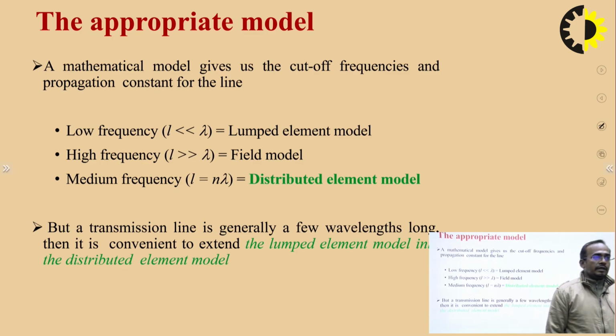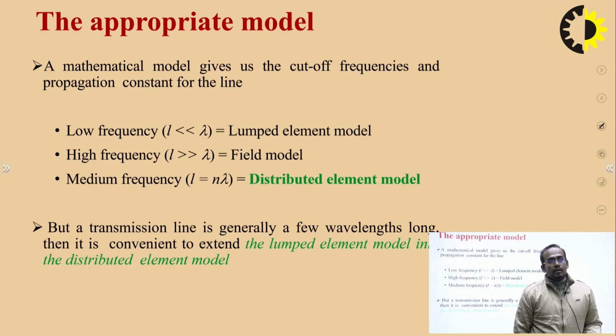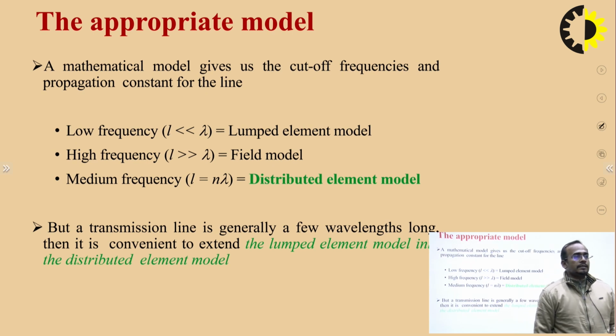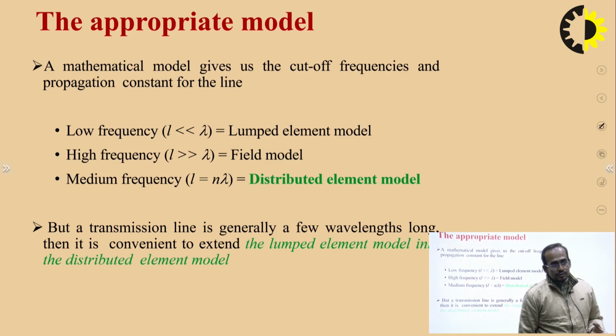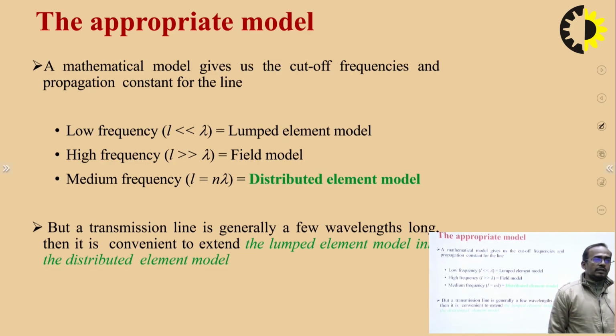So a mathematical model gives the cutoff frequencies and propagation constant for this transmission line. So we can use various models. For low frequency, how will you decide that this is the low frequency? The length of the transmission line should be very much less than the wavelength. For low frequency applications, we use the lumped element model, for high frequency applications we use a field model, and for medium frequency applications we use the distributed element model.